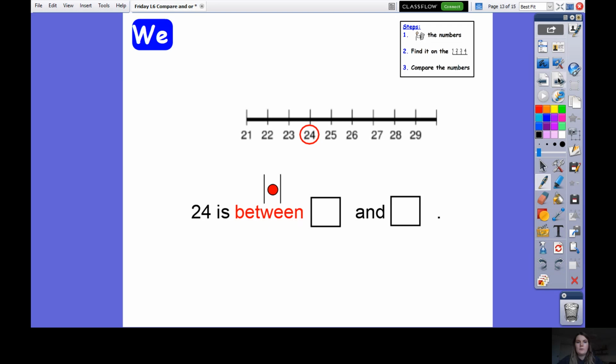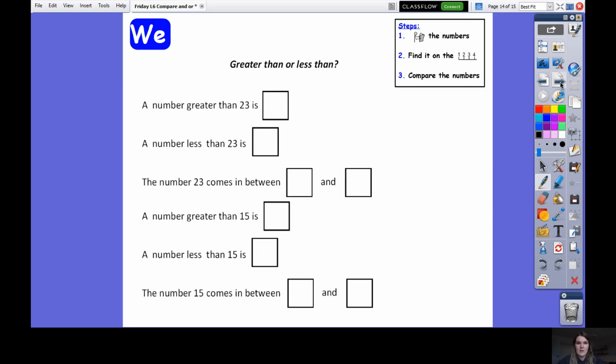So let's see if we can do this one together. 24 is between two numbers. I've already circled the number 24 for you. We're looking for between, so it has to be between two numbers, one on either side of it. What numbers are either side of 24? 23, well done, there it is. And 22, well done. Not 22. Why not 22? Because then 24 wouldn't be between it. Well done. So it's 25. Number 24 is between 23 and 25.